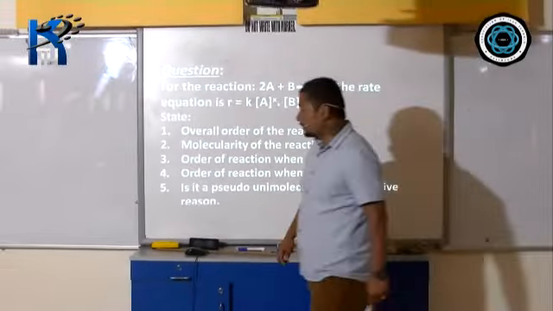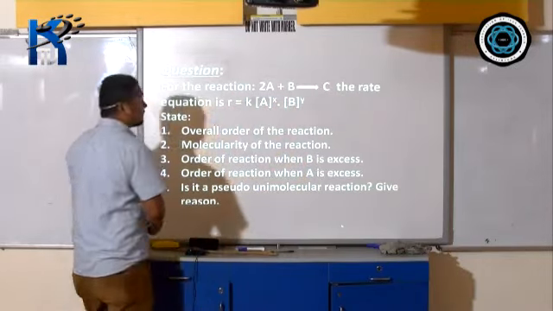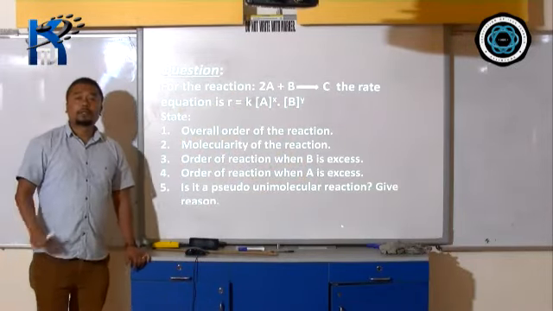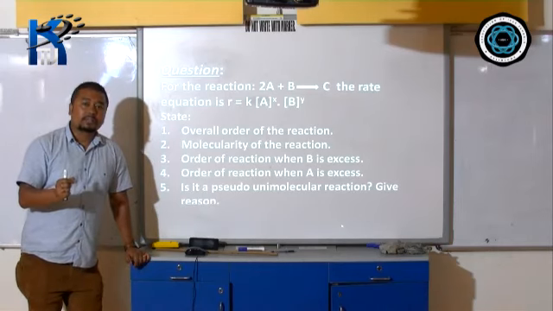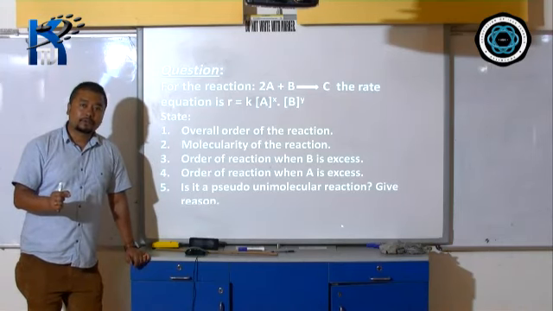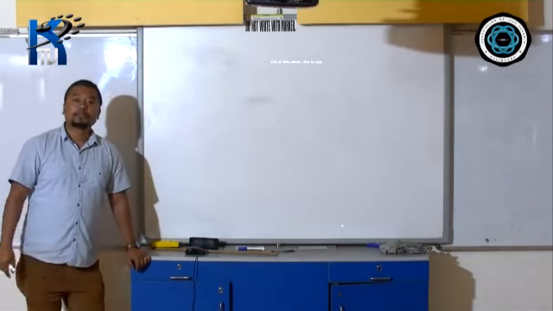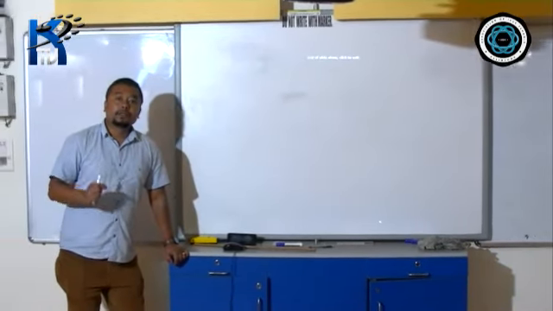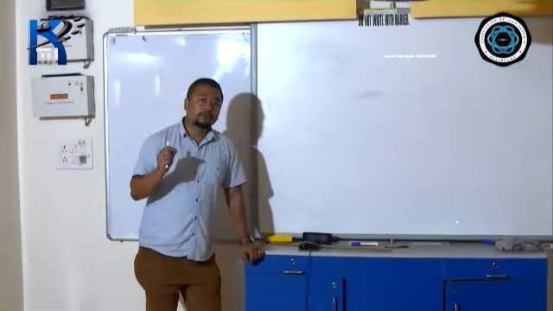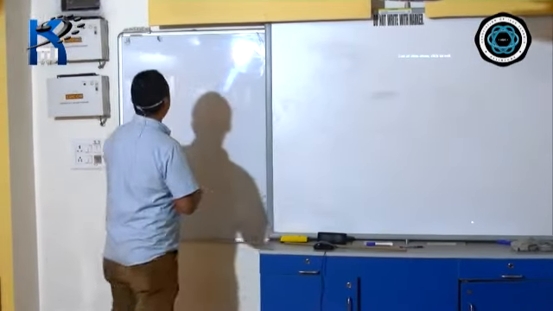Okay, students, now we will see the expression of rate constant for first order reaction. If time permits, I'll show you for zero order also. Clear? Now we are going to see the expression of rate constant for first order reaction. So let us derive it.